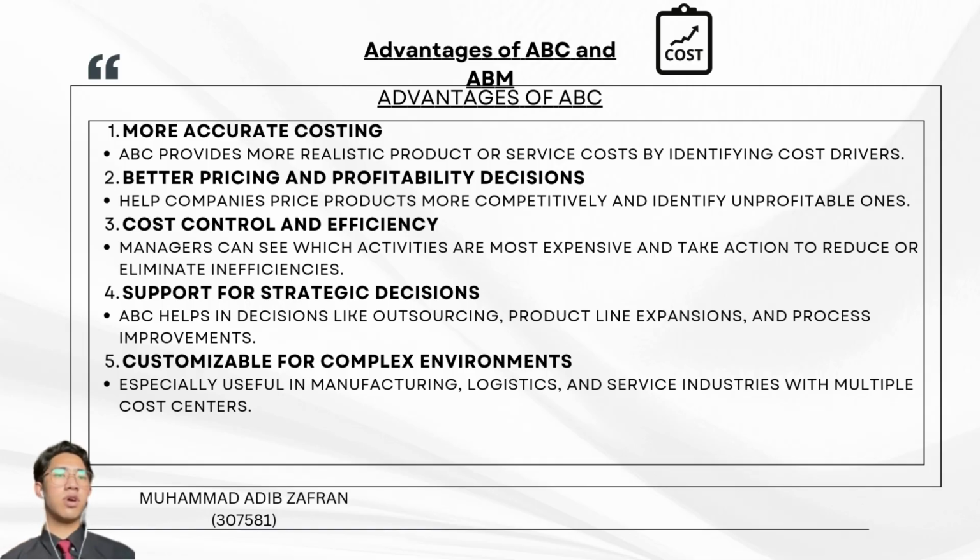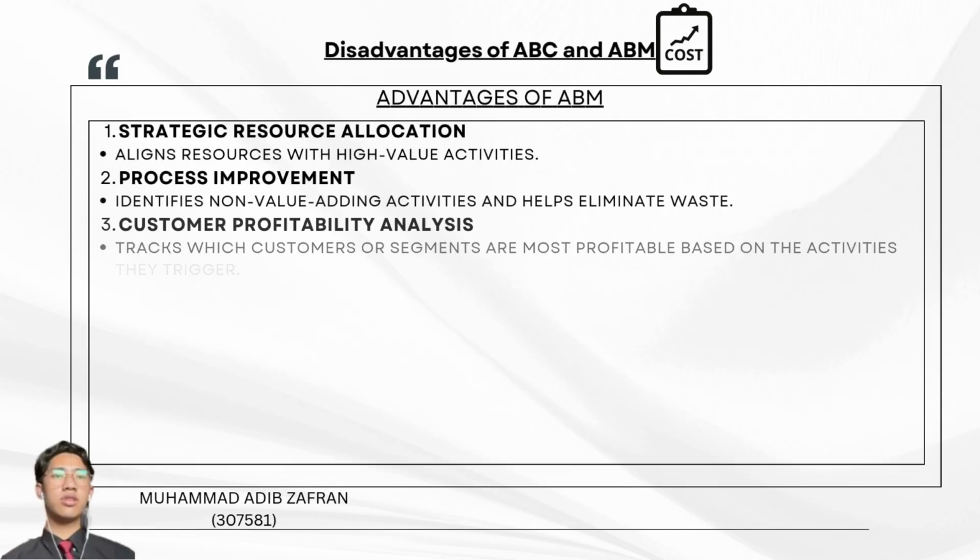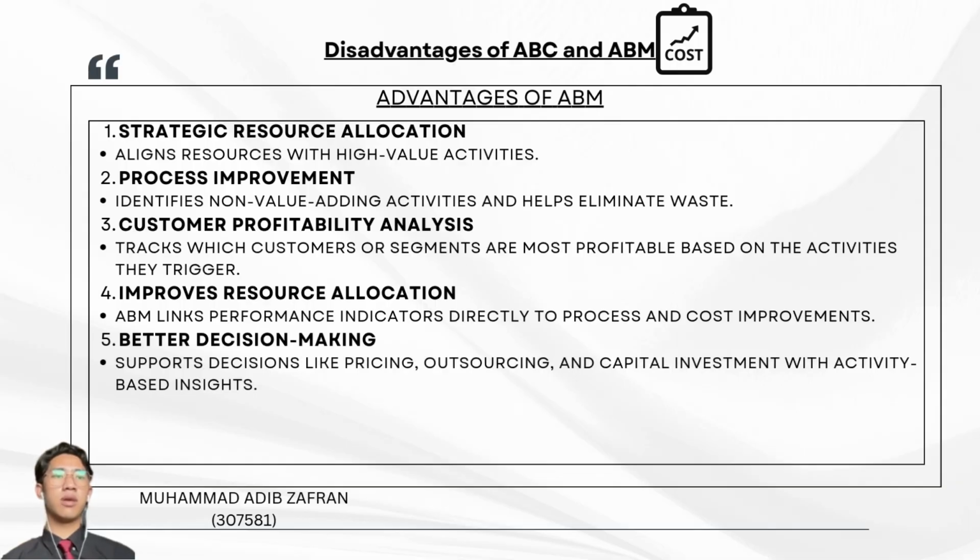Third, ABC supports cost control and efficiency. Managers can pinpoint high-cost activities and take targeted action to reduce waste and streamline processes. Fourth, it's a valuable tool for strategic decision making. ABC helps in evaluating whether to outsource, expand a product line, or re-engineer a process. And finally, ABC is especially useful in complex environments like manufacturing, logistics, or service industries, where overhead costs are significant and vary widely. In short, ABC enables companies to make smart decisions by understanding exactly where the costs are coming from.